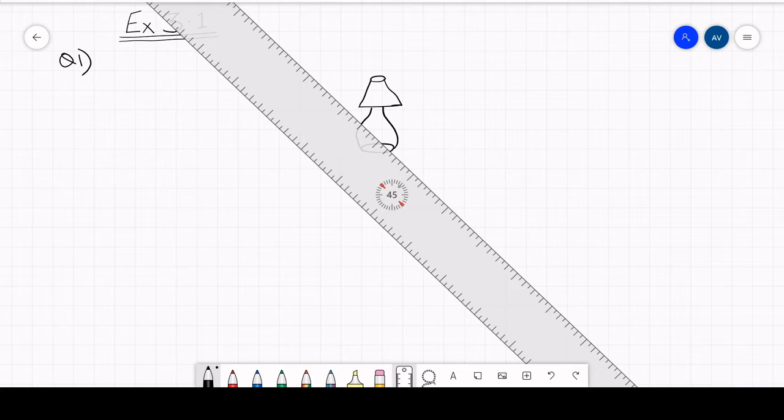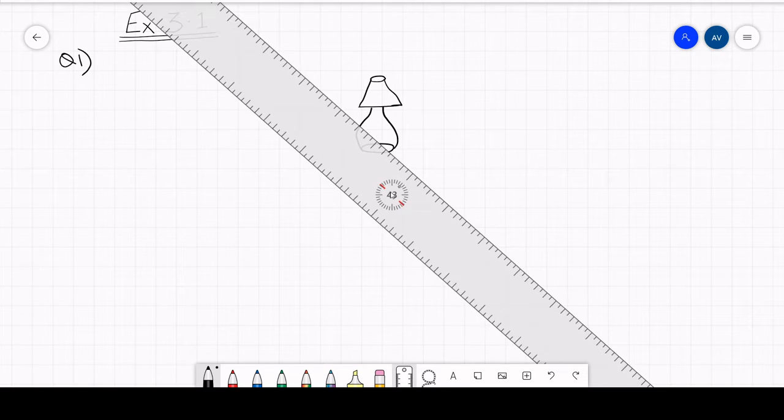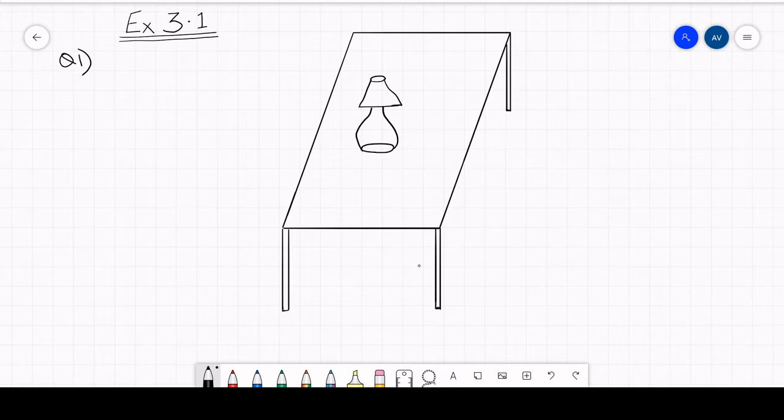I'll just quickly draw the table as well. Right, so we have a table over here. I've drawn a table to the best of my abilities. There's a lamp on top of it. How do we explain the position of this lamp on this table to somebody else, right? And let's say this X marks the spot is the point where the lamp is.